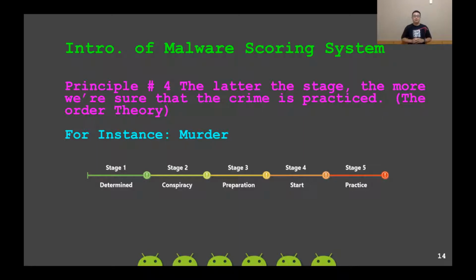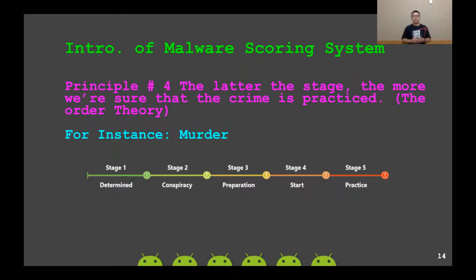Well, let's take murder for example. In stage one, determined. It means somebody decides to kill someone. And in stage two, conspiracy. It means he or she started to make a plan for the murder. And in stage three, preparation. It means buying stuff, for example, buying weapons or arranging services for the murder plan.